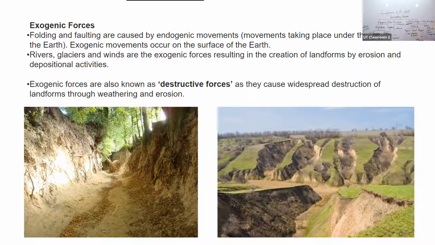Then you have chemical weathering. In chemical weathering, what is happening? Chemical changes are taking place within the rock. For example, rocks that contain iron. What happens to iron when it is exposed to air?